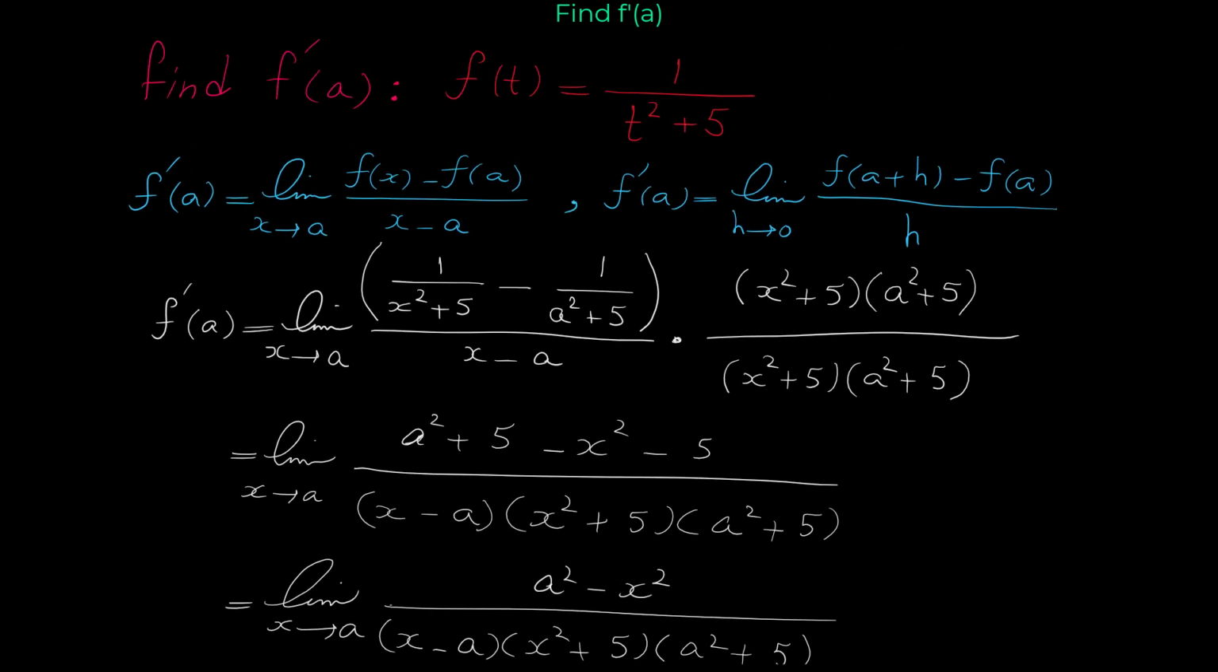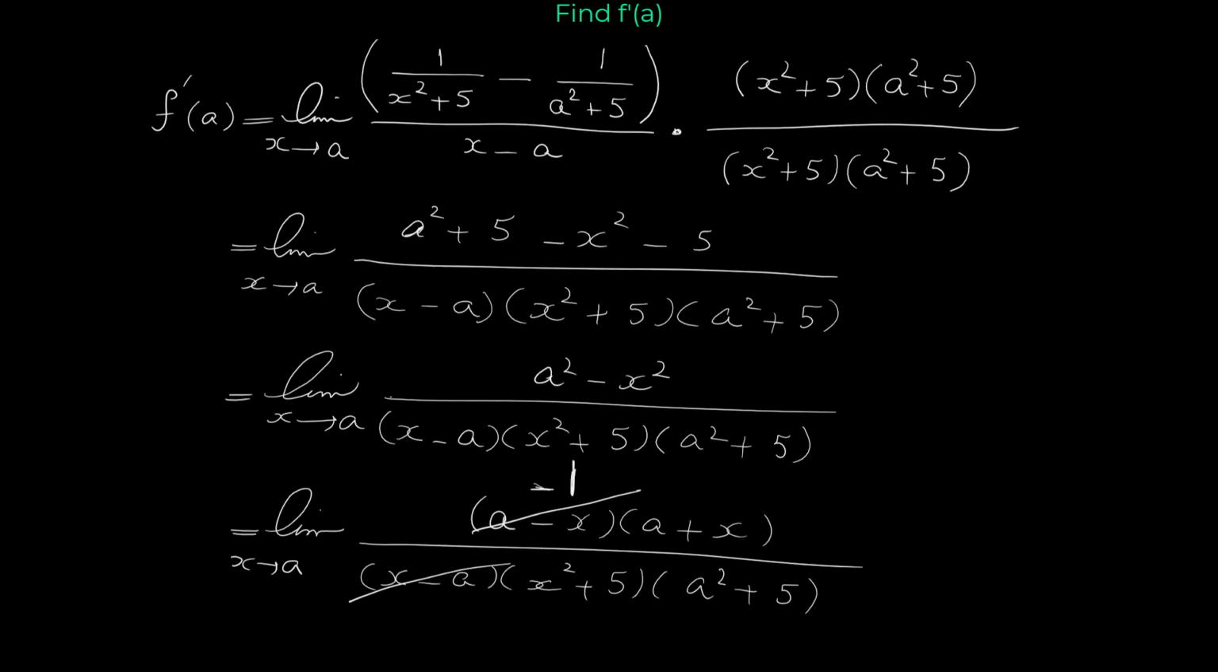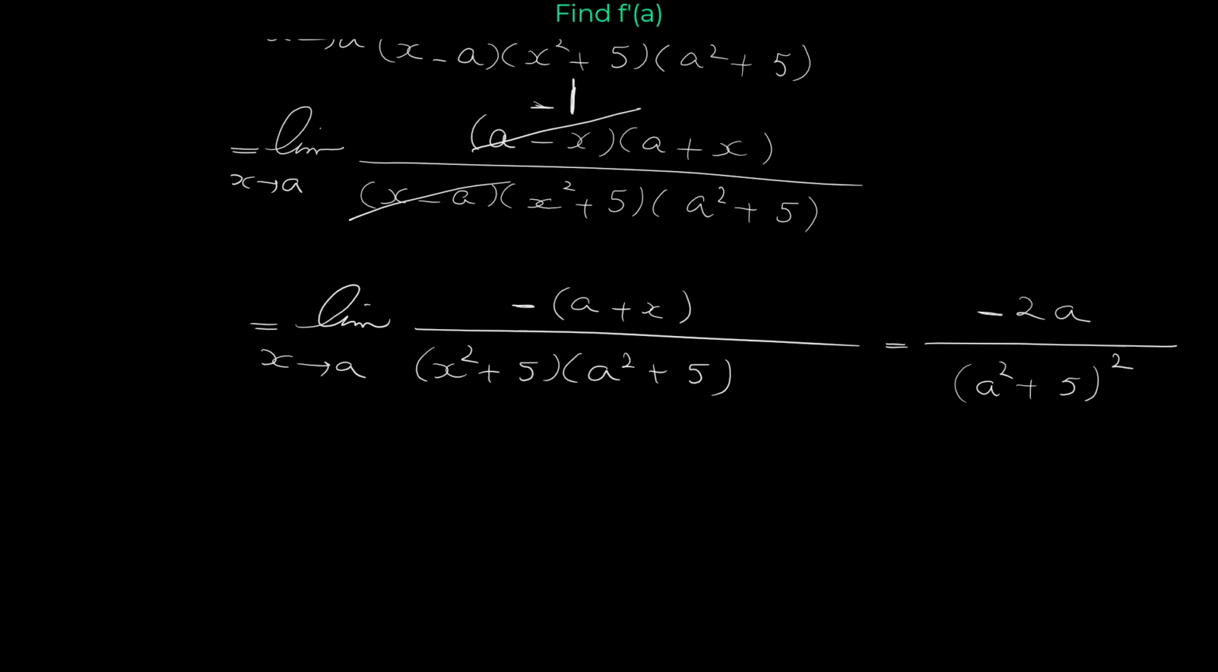If you are familiar with the derivative rules, if you use the quotient rule to find the derivative of this function, you can simply check that the derivative of 1 over t to the 2 plus 5 is this expression that we found here.